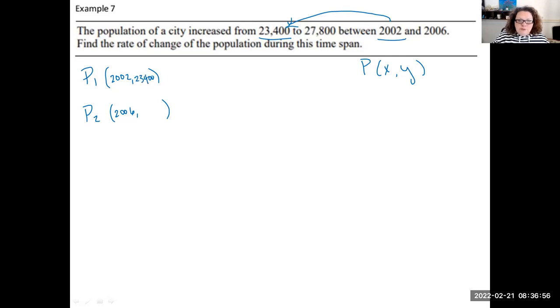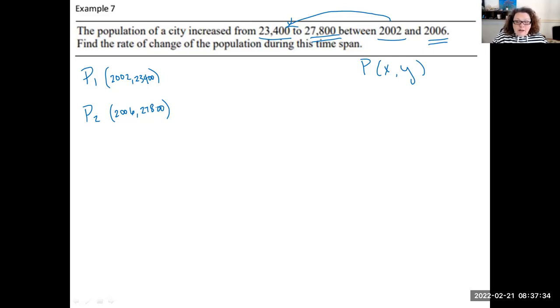Okay, which means the second one is a function of 2006. So in 2006, what was the population? The population was 27,800. Okay, you have to do this first. If you don't, you're going to end up messing up somewhere. You're going to find the rate of change of the population during this time span. So between 2002 and 2006, what's our rate of change? How did the population grow or decline? So did it increase or did it decrease?